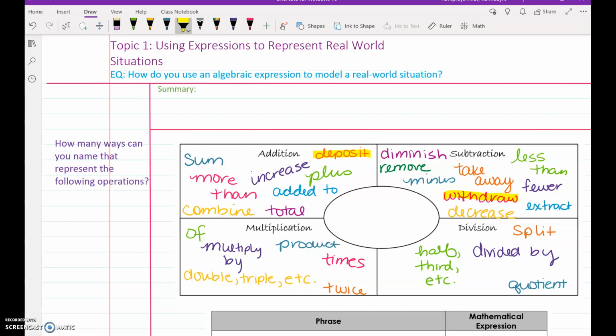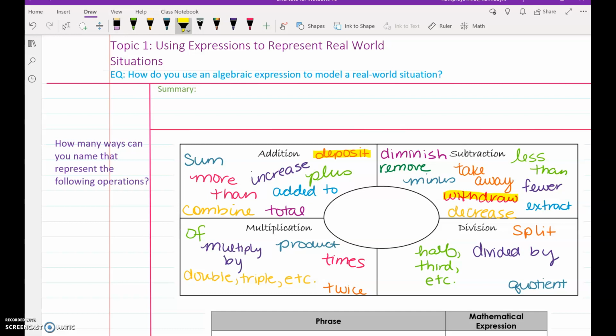Multiplication, basic one, product, times, multiply by. Now some other ones that we like to use, doubling, tripling something, obviously multiplying by 2, multiplying by 3. Another good one somebody came up with was twice. I'm like, ooh, twice a number, 2 times a number. And then of. When of is used in word problems, it often represents multiplication as well.